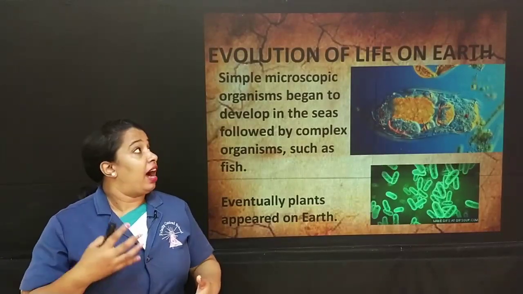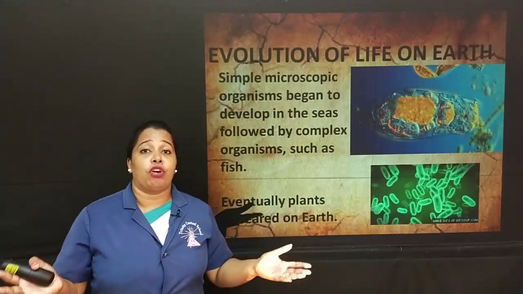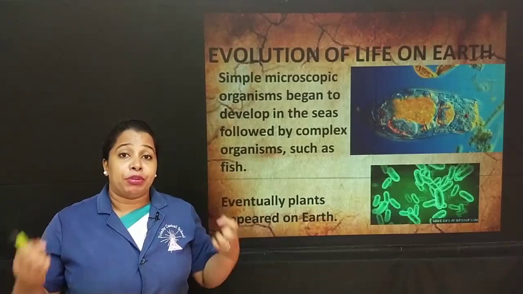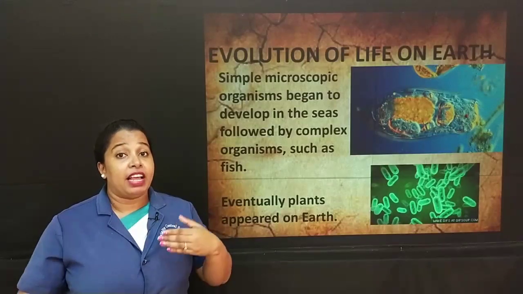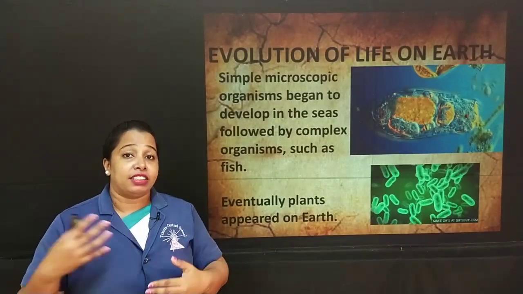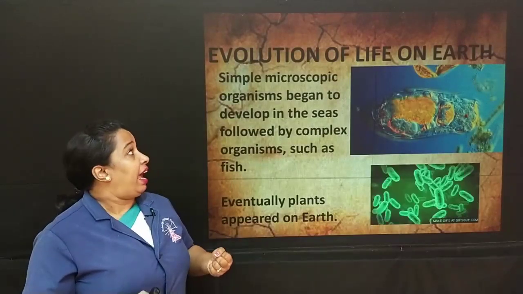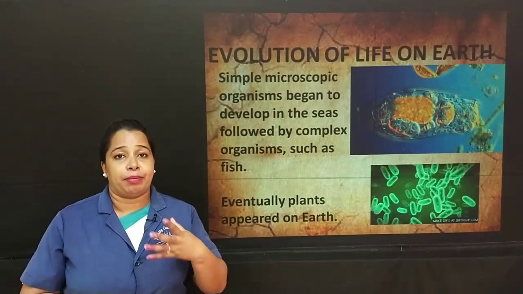Now let us learn how life came on Earth. I told you when the Earth was formed, it was a burning ball of fire and the temperature was very hot. It was not suitable for life. But with the course of time, as the years passed, the temperature started to cool down and simple microscopic organisms began to develop in the seas.